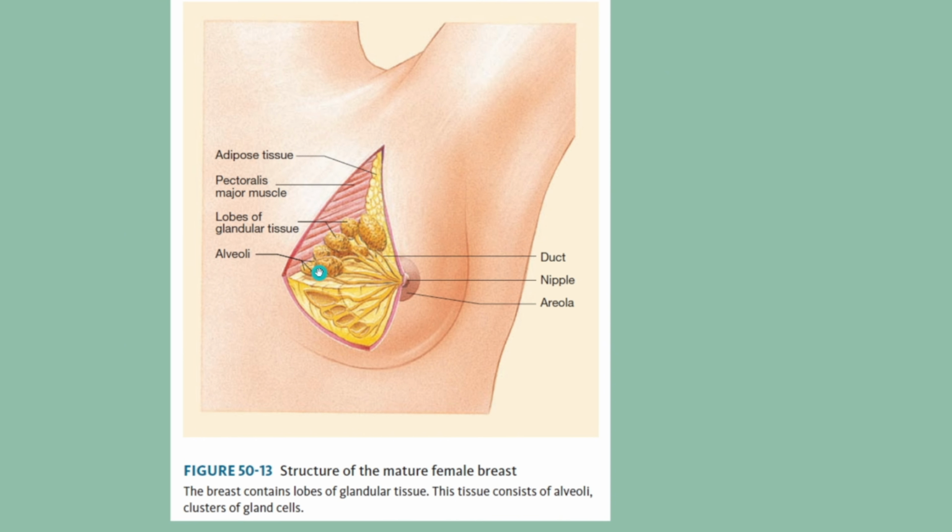This alveolus is not the lung alveolus. Why do we call it alveolus? Because it looks like the lung alveolus. But this one is not lung alveolus. This is the breast alveolus.